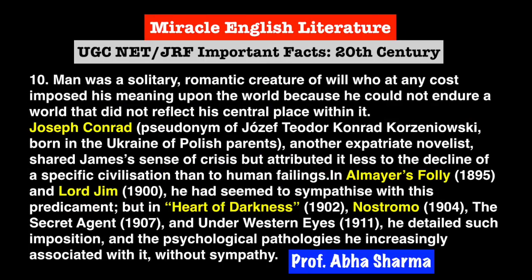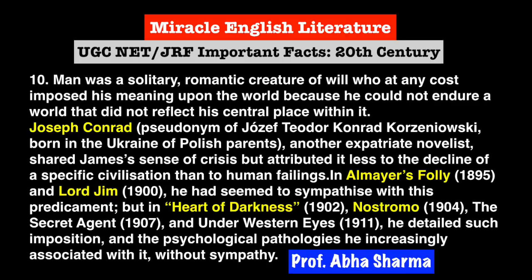The 10th one: man was a solitary, romantic creature of will, who at any cost imposed his meaning upon the world because he could not endure a world that did not reflect his central place within it. See, man is just a part of nature. He is not the center of this nature, but man is so egoistic that he cannot tolerate a world which doesn't show his position as important. So what he does is, through his work, through the various means in his capacity, he shows himself as the main entity of this world.